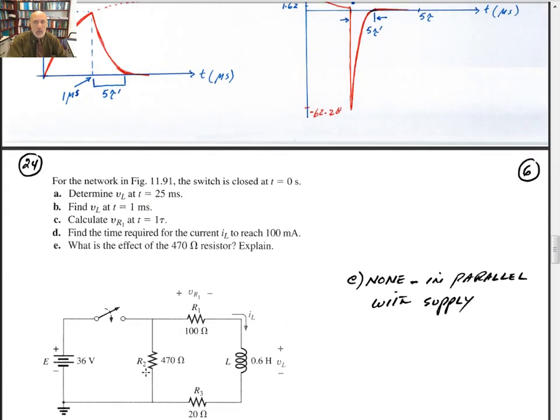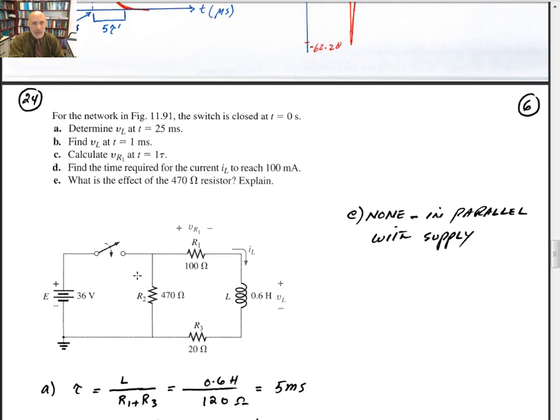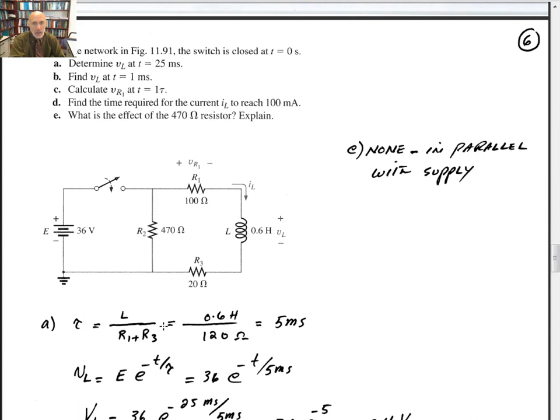Number 24 says, for the network shown, the switch is closed at time t equal to 0. Determine V sub L at t equal to 25 milliseconds. Very similar to the previous problem. The switch is closed at time t equal to 0. You need to calculate a time constant. This one is not in the picture. So when you close the switch, you've got 100 ohms and 20 is 120. So tau would be equal to L divided by R1 plus R3. That gives you 5 milliseconds.